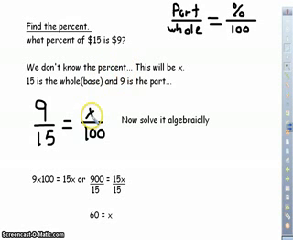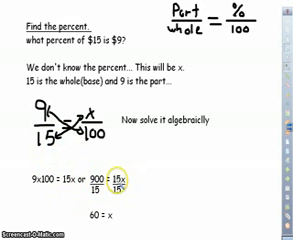That is your variable x. Using our formula that was given, part over whole, which is the base, and then percent over 100. Now solve it algebraically. So you simply cross multiply, going from 9 to the 100. So 9 times 100, and then 15 times x, which is going to give you 15x, or you would simply write it as 900 equals 15x.